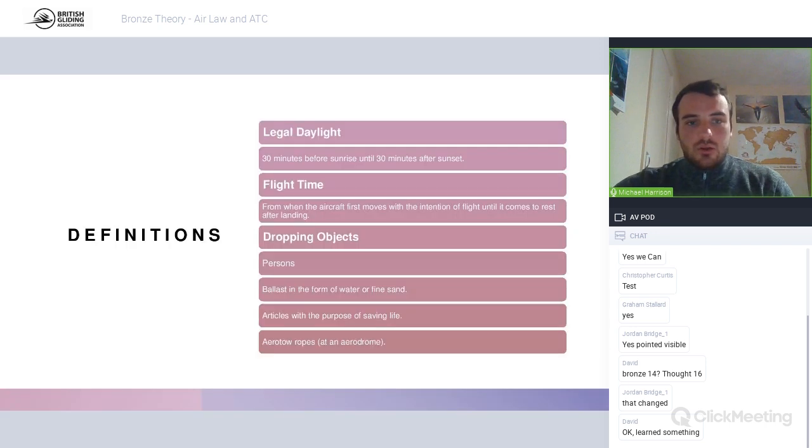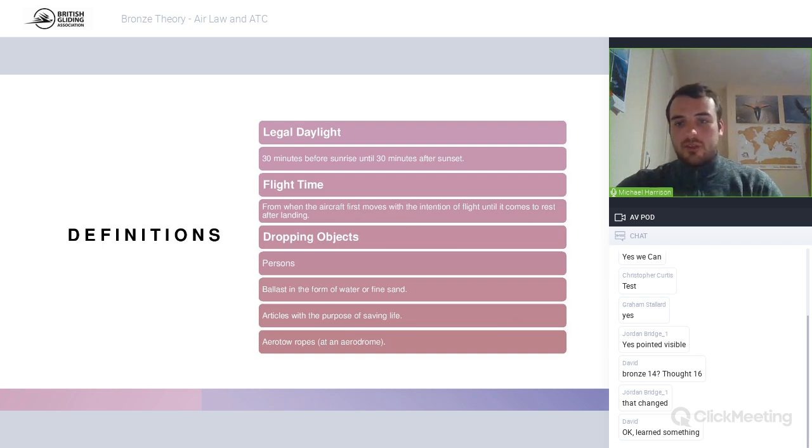Right, moving on from that. Some definitions. The reason I've included this page is because the syllabus for the Air Law exam specifically requires you to know the definitions of these 3 things. So rather than burying them away in other topics, I thought it might be helpful to have the definitions explicitly spelled out. So what is legal daylight?